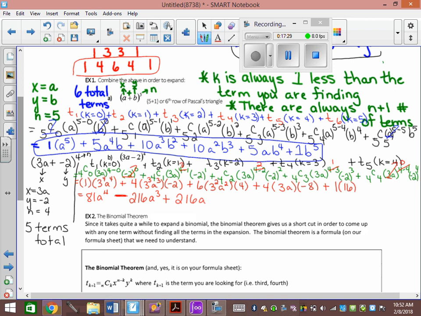A squared. What's 4 times 3 times negative 8? So 12 times negative 8. Negative 96. A plus 16.